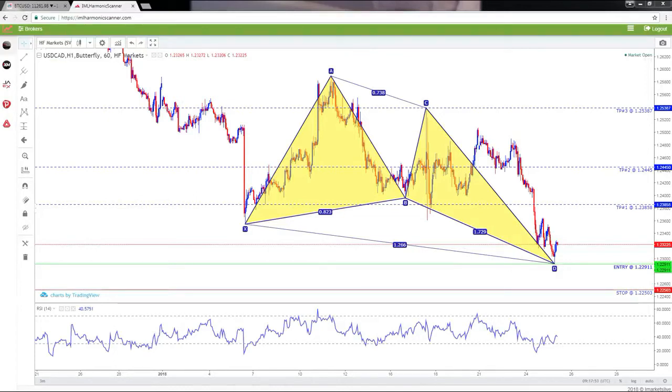The more aggressive approach is to literally just buy in here, maybe half of your position. The other half of it comes down here. You could do that. But regardless, your stop is down here, right below here.